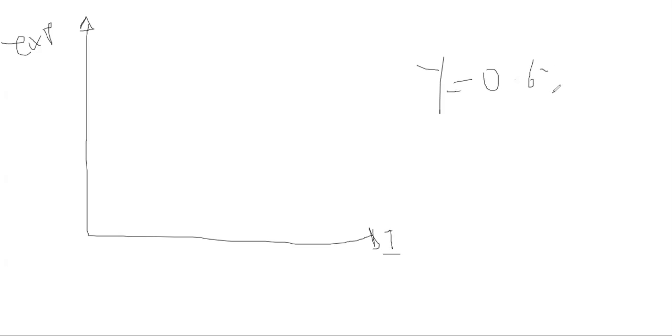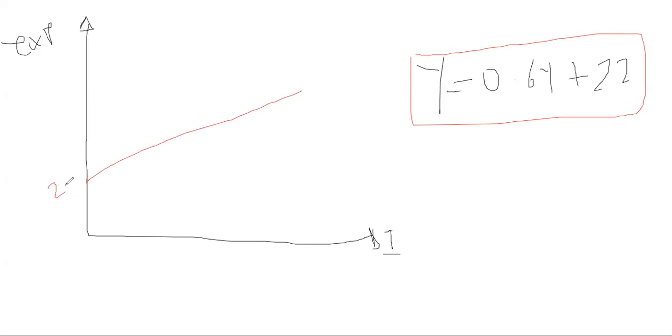We have the income on this axis and the expenditure on this axis. And the equation is 0.6y plus, was it 22? Yes, it was 22. I'm not good at remembering things. So this 22 you have here for this model will always be the intercept, you understand? So we have it here.